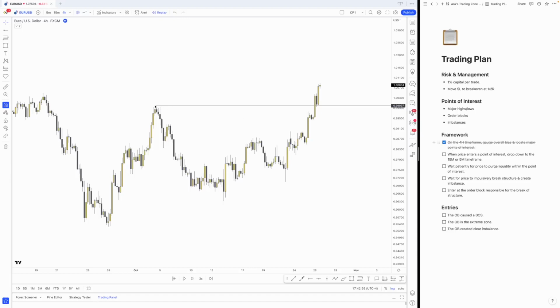Okay, so our point of interest has now been met. So we're going to drop down to step number 2. When price enters a point of interest, drop down to the 15-minute or the 5-minute time frame. In this case, we're going to drop down to the 15-minute time frame.